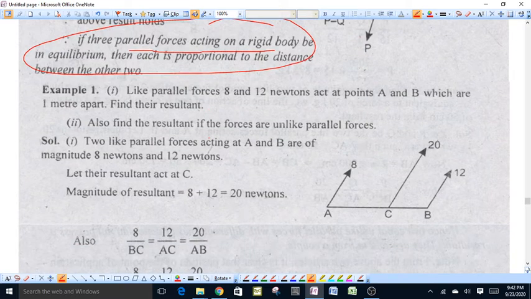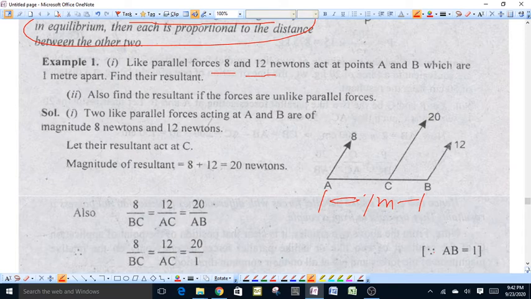Let us take an example. Suppose we have like parallel forces, 8 and 12 newtons, acting at points A and B, which are 1 meter apart. This AB is equal to 1 meter. Now we have to find the resultant of these two forces.